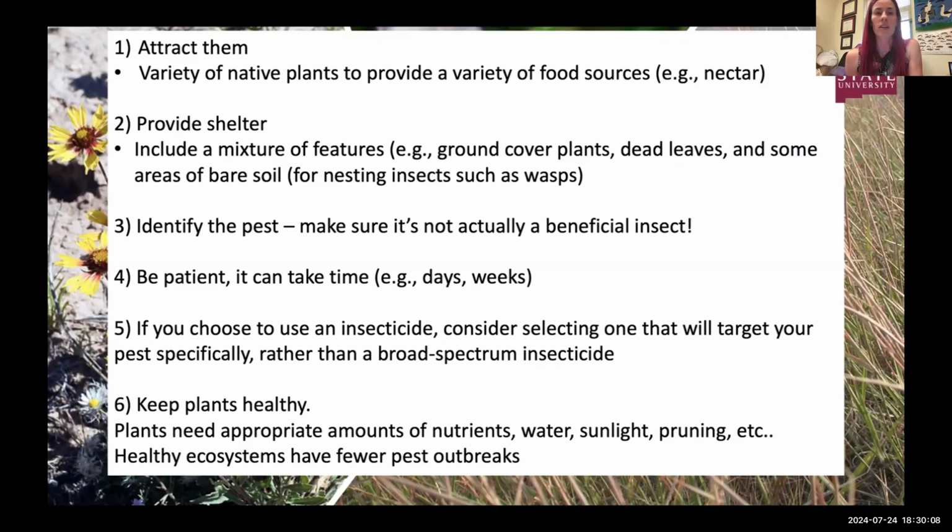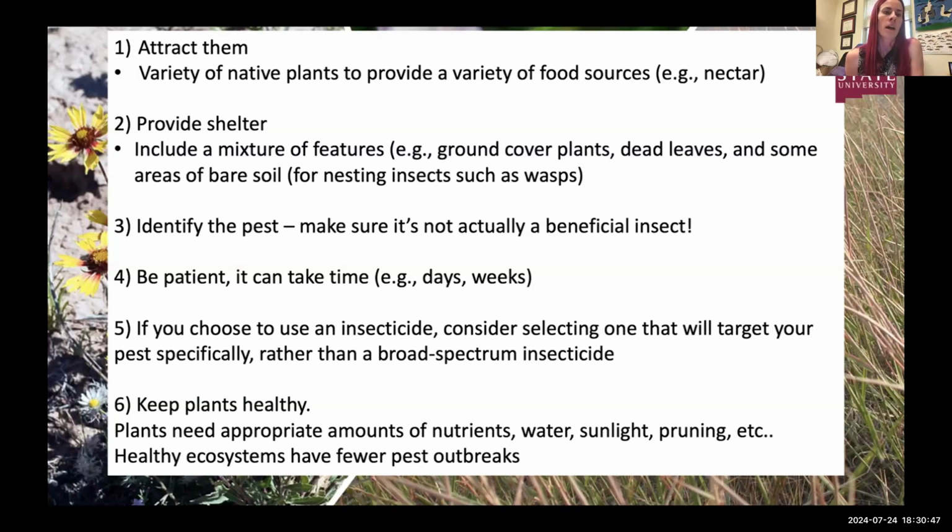So using a variety of native plants to provide a variety of food sources and shelter. You can also provide a mixture of features in your landscape for habitat for them. Identification is super important. I didn't get into it in this presentation, but there are some species of insects that superficially look like a pest, but they're not. For example, with stink bugs, there are predatory stink bugs and pest stink bugs, and the predatory stink bugs eat the pest stink bugs.